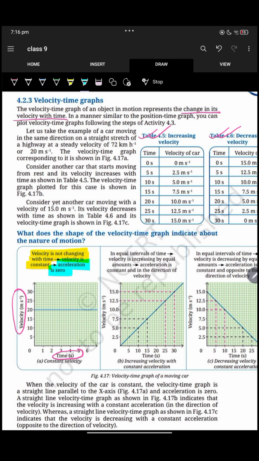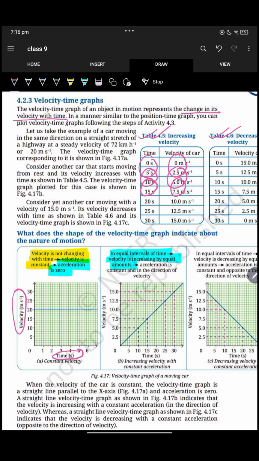In the next case, you see that in equal intervals of time, velocity is increasing by equal amount. The gap is same. In table 4.5, see here there is a gap of 5 seconds, next 5 seconds, next 5 seconds. So for every 5 seconds, there is a velocity increase of 2.5 meter per second. See 0 to 2.5, 2.5 to 5, 5 to 7.5. So everywhere the gap is how much? It is 2.5 meter per second.